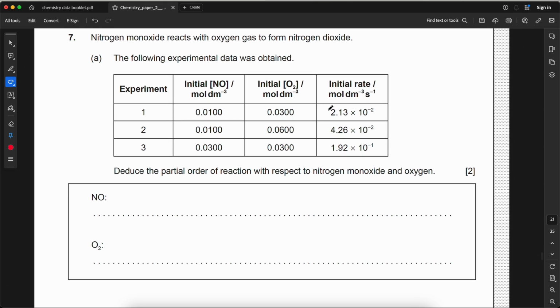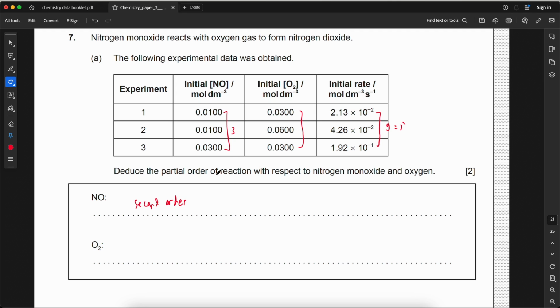Nitrogen monoxide reacts with oxygen gas to form nitrogen dioxide. Deduce the partial order of reaction with respect to nitrogen monoxide and oxygen. For nitrogen monoxide, between this one, so 3, and this one, so 19.2 divided by 2.13, you've got 9. So 3 to the power 2, therefore the order is second order.